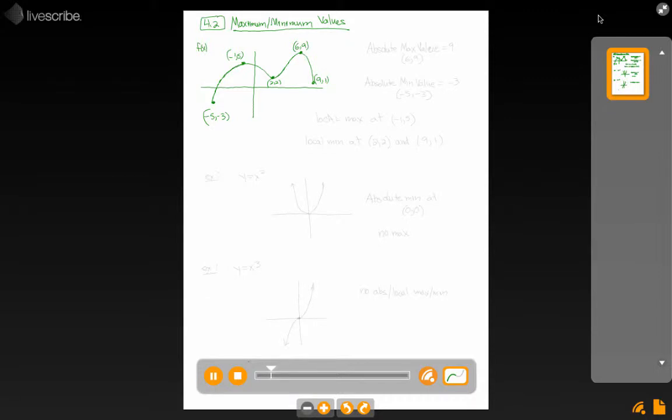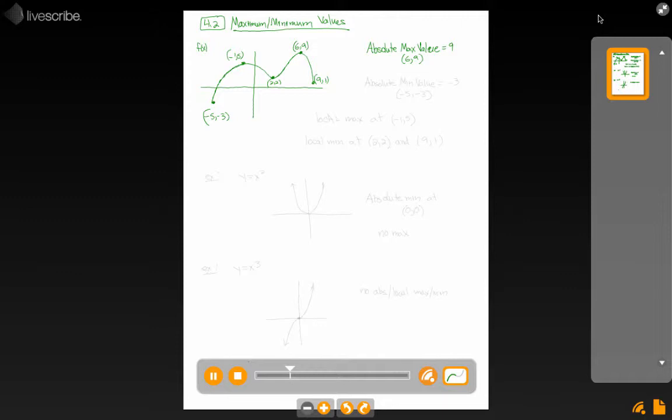In regular everyday English, we can probably understand what that means. The absolute maximum value of this graph is just the highest it goes. So the highest this graph goes is at this top point here, it's at 9. So the maximum value is 9. It happens at the point 6, 9, depending on how it's asked, if you're asked for the point or if you're asked for the value of the function.